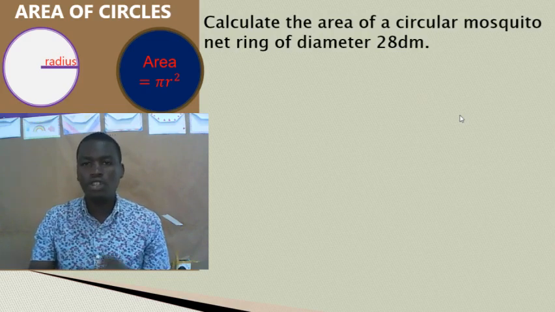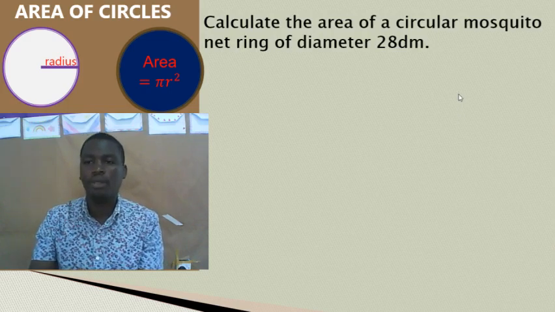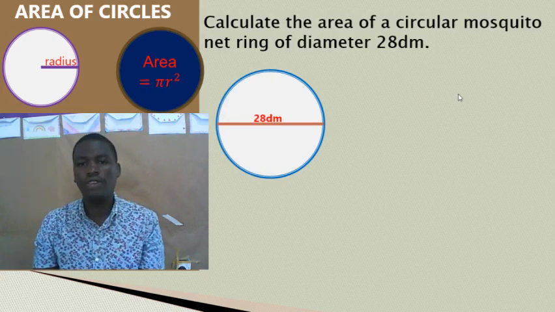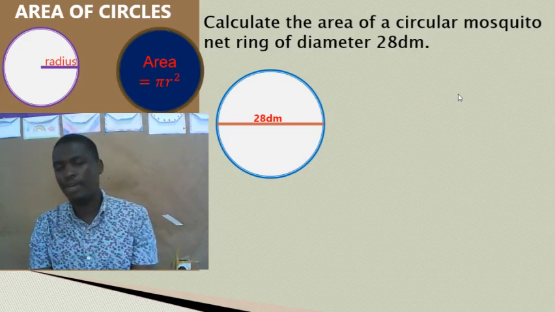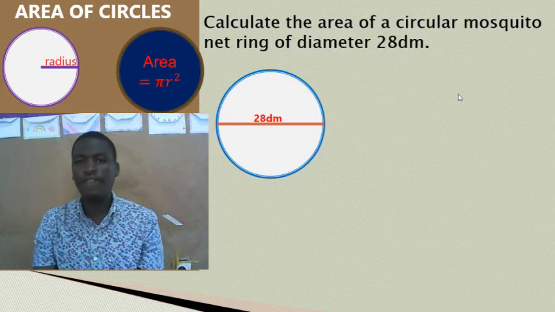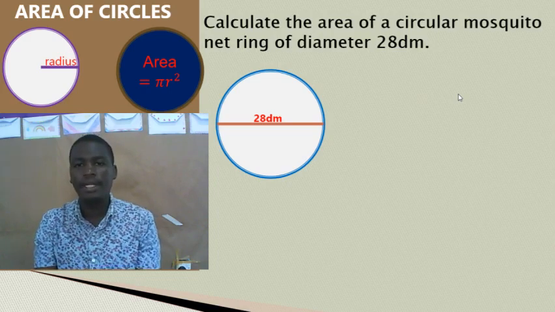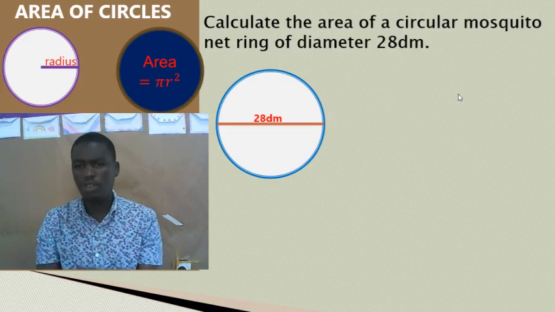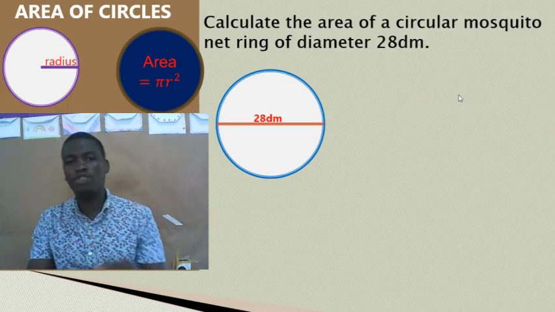So let's look at this. When they've given you a question which is plain like that, you are supposed to always draw something to demonstrate or to show. What are we going to have there? If this is our net, our ring, of diameter 28 decimeters, remember the formula says area equals pi r squared. They have not said pi d. We are using the radius. Even the diameter can work. There is a situation where we shall say pi times diameter divided by 2 times the diameter divided by 2. But why do we keep moving to that point? So in simple terms, we can change from the diameter to the radius.